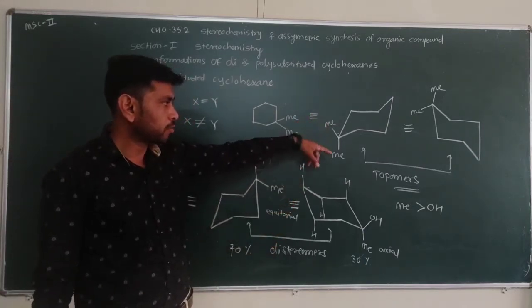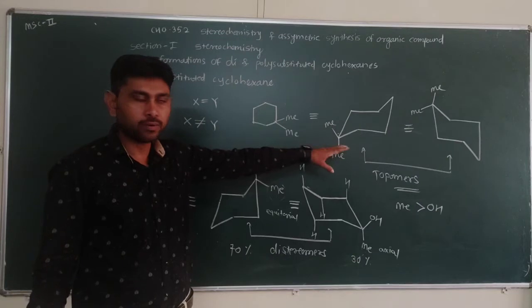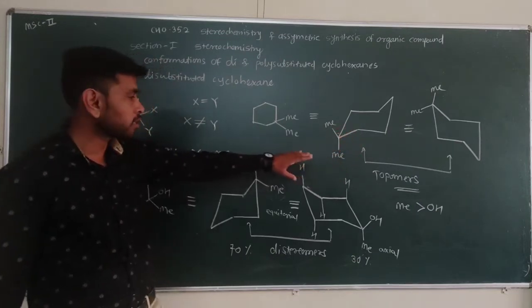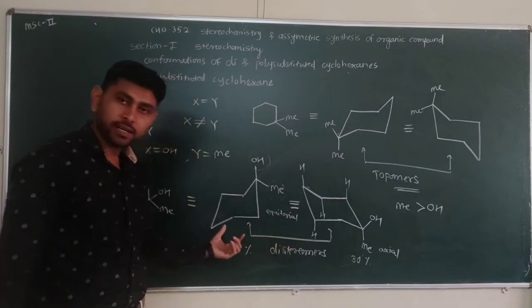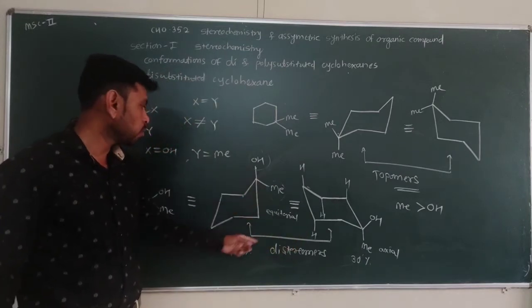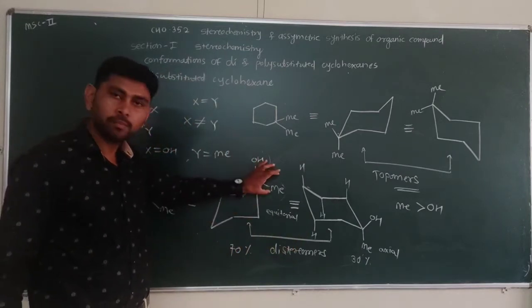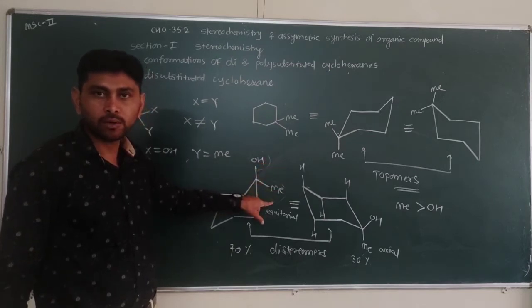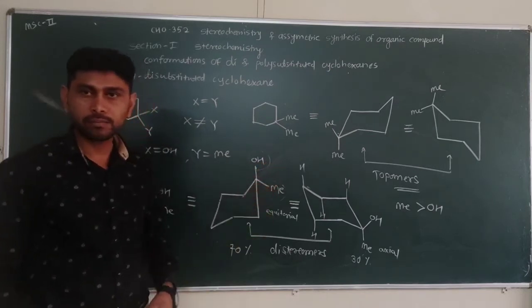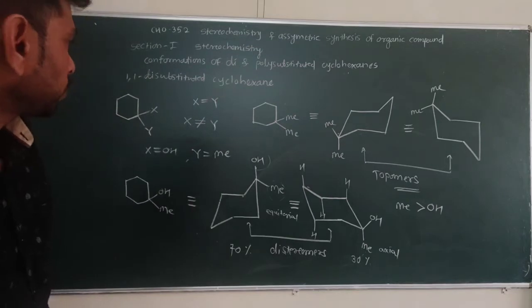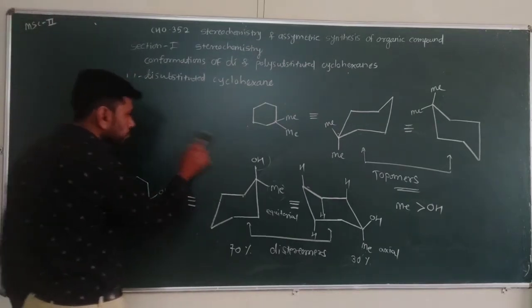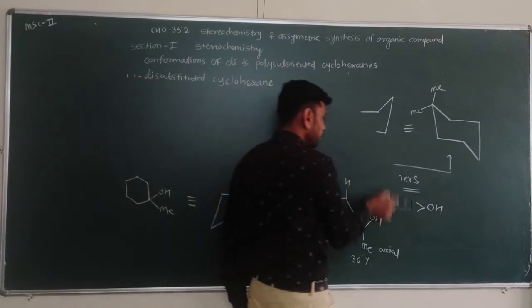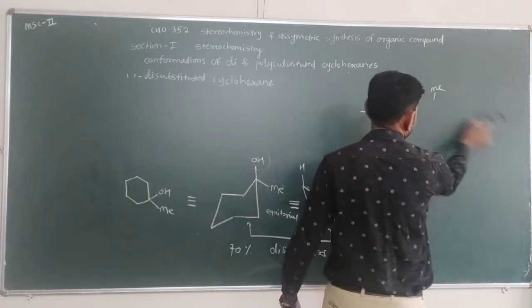In case we obtain two identical interconvertible structures with no energy barrier, we obtain topomers, but here the energy barrier is there, and this structure is more favorable with the more bulky group in the equatorial position. Here is another example where we obtain opposite results.